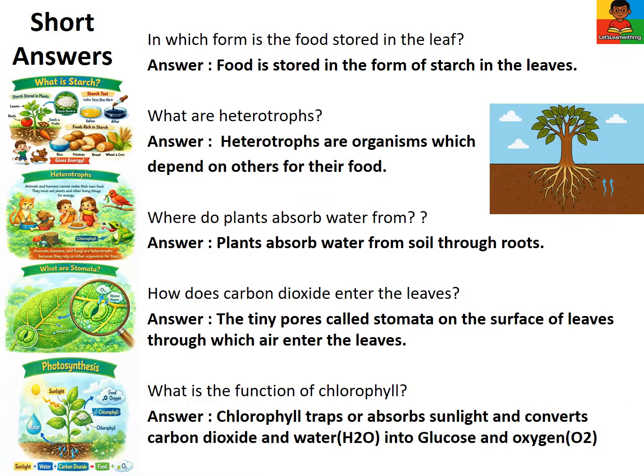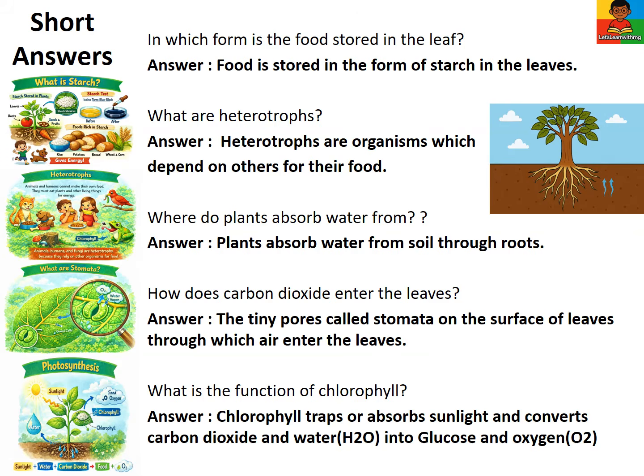Short answers. In which form is the food stored in the leaf? Answer: food is stored in the form of starch in the leaves. What are heterotrophs? Answer: heterotrophs are organisms which depend on others for their food. Where do plants absorb water from? Answer: plants absorb water from soil through roots.